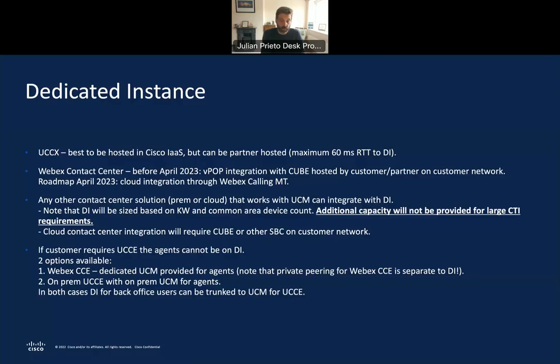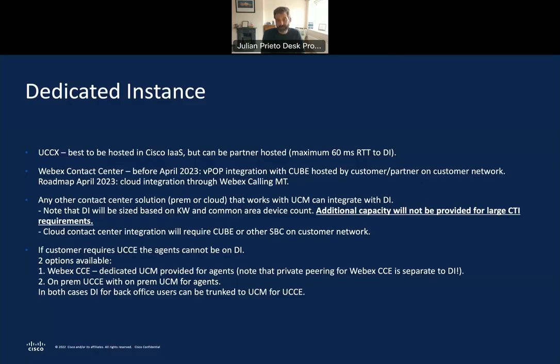We do also support another option, for partners that are partner connected to dedicated instance. Then they could host UCCX in their network, as long as they can meet the maximum 60 millisecond round trip time that is supported between UCCX and UCM. To be clear, what is not supported is a customer having on-premise UCCX integrated with dedicated instance. If they want to keep UCCX on-premise, then they will have to have an on-premise UCM integrated with that.